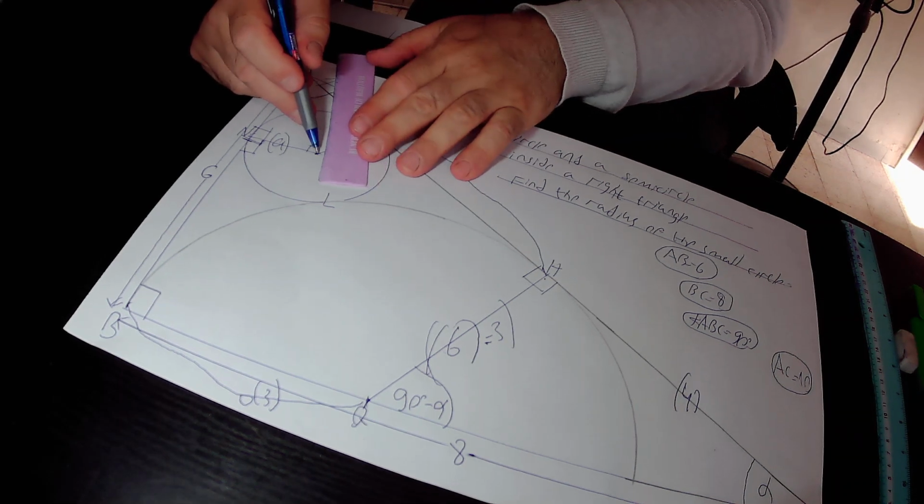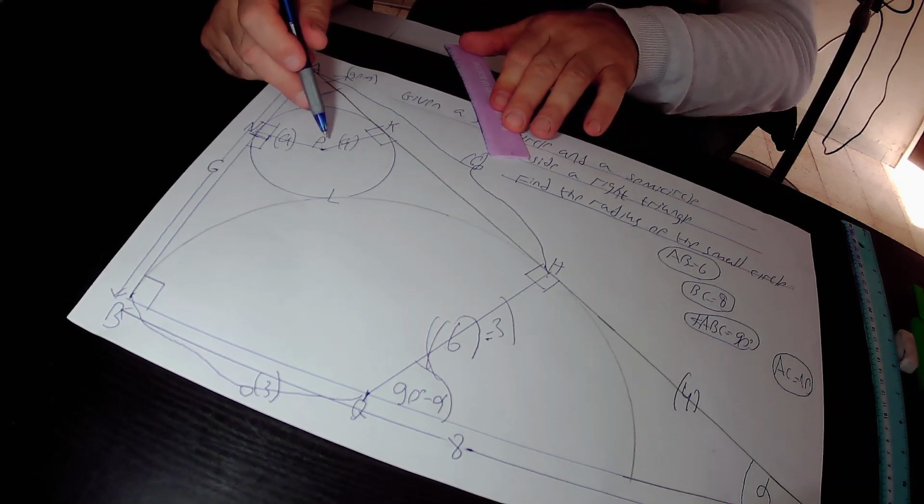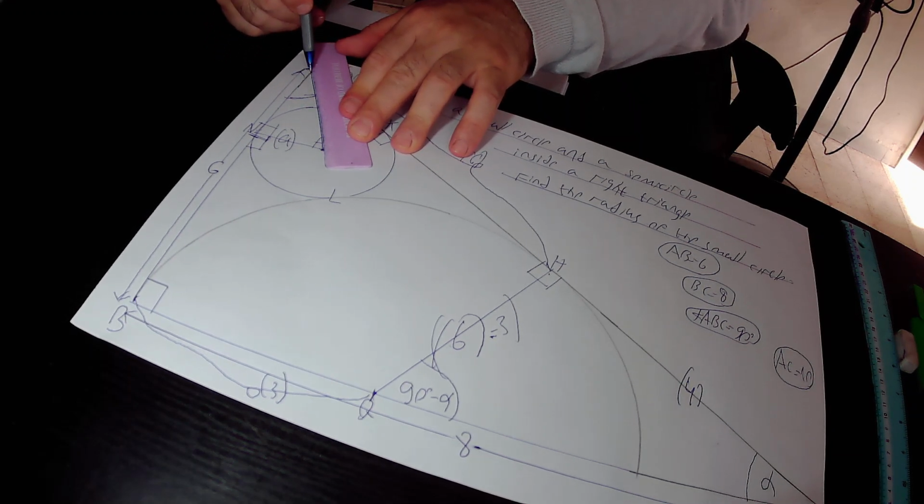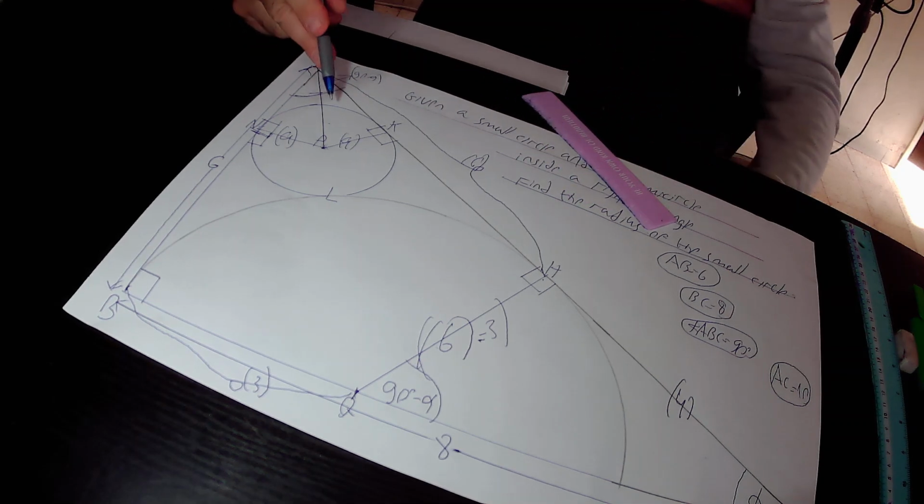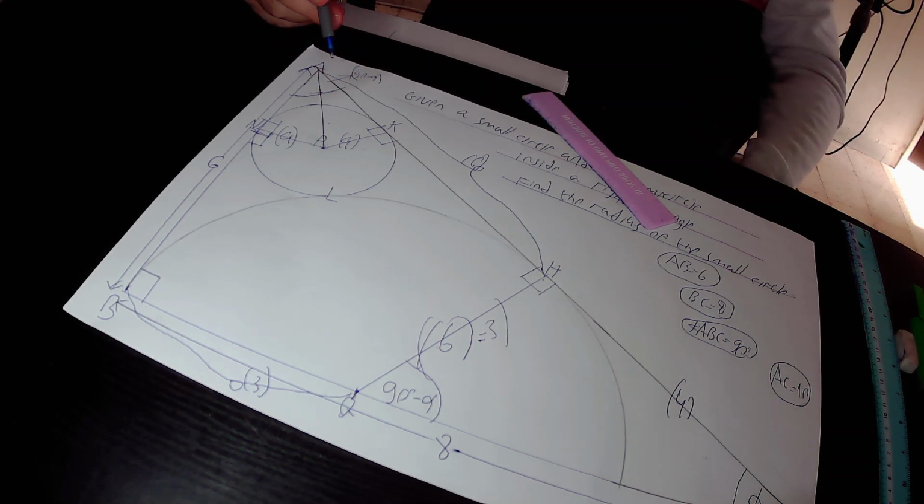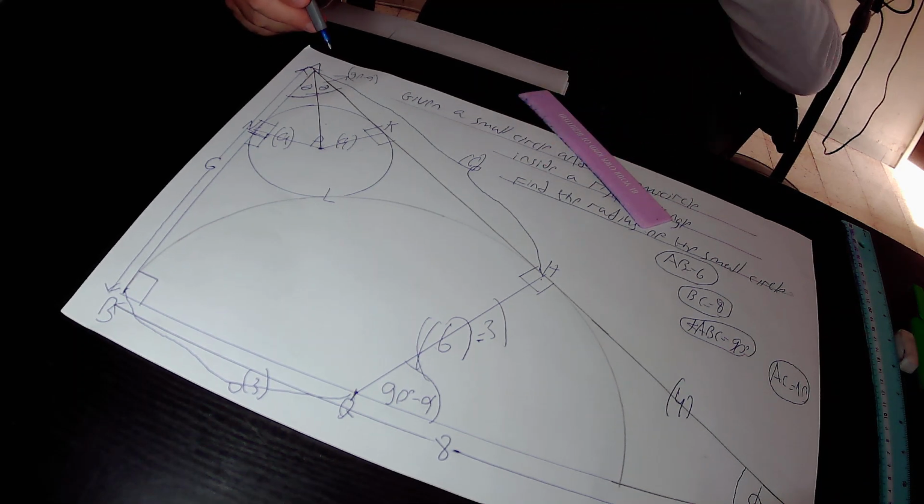So the angle bisector of angle A must pass through point P, that is the center of this small circle. So PA is the angle bisector of this angle A, and it passes through point P, the center of this small circle. If we define the size of angle A as 2 theta, then angle bisector PA bisects angle A into two halves. Each half must be equal to theta.